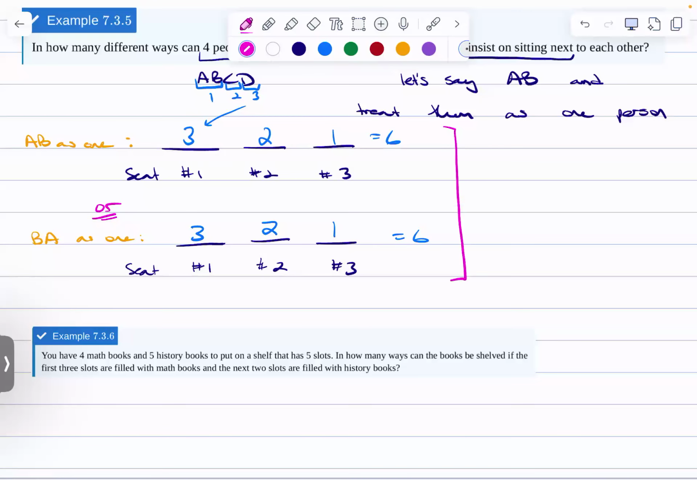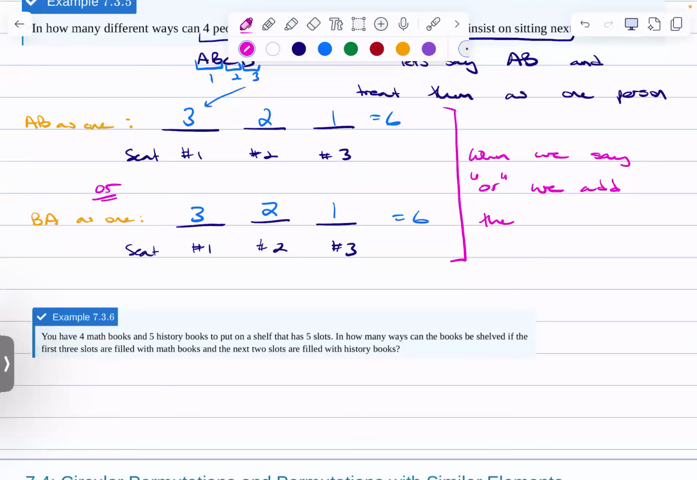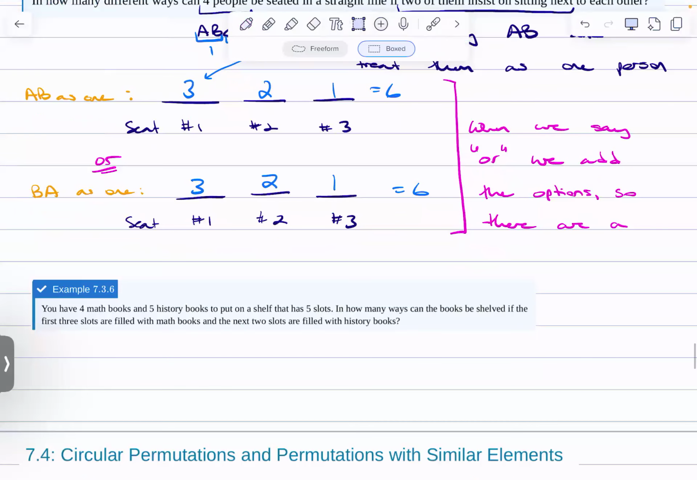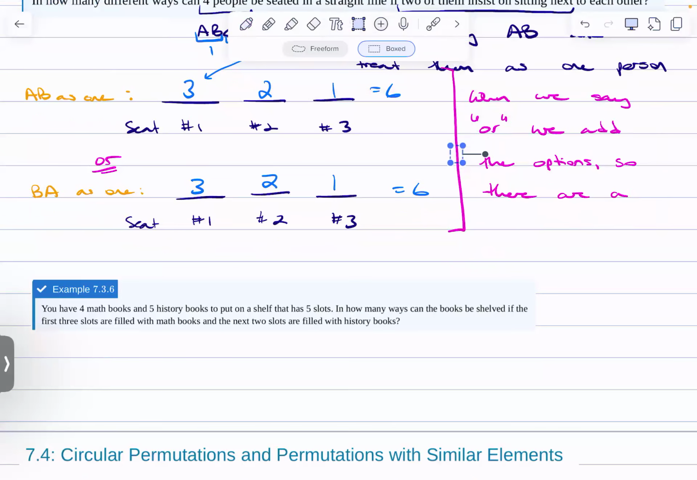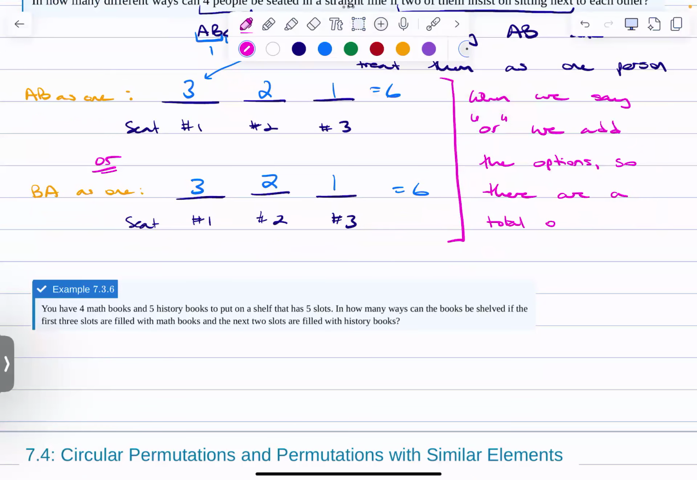So here, when we say or, we add the options. So there are a total of 12 options.